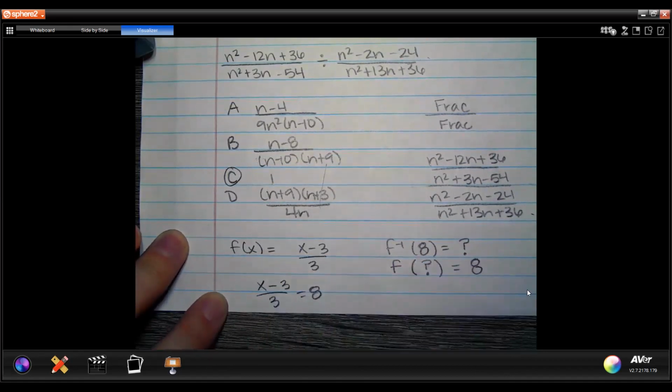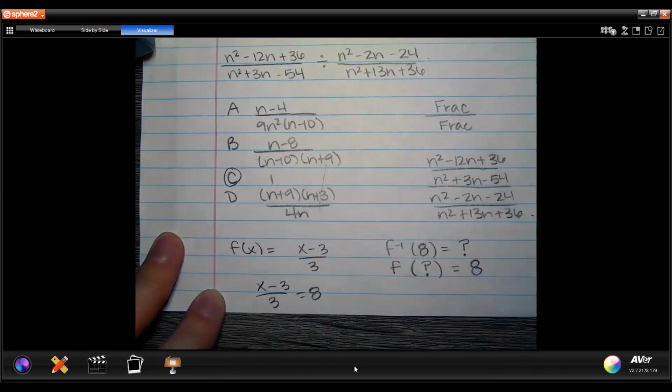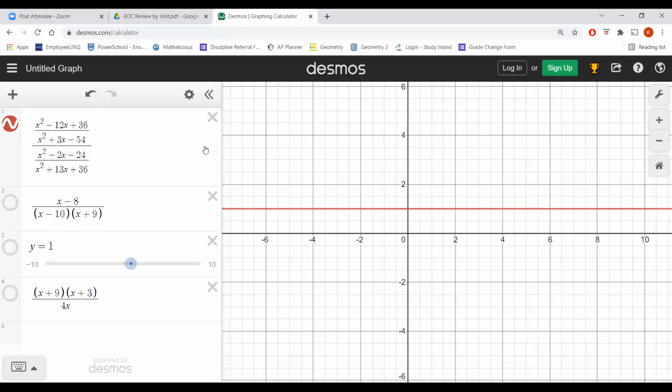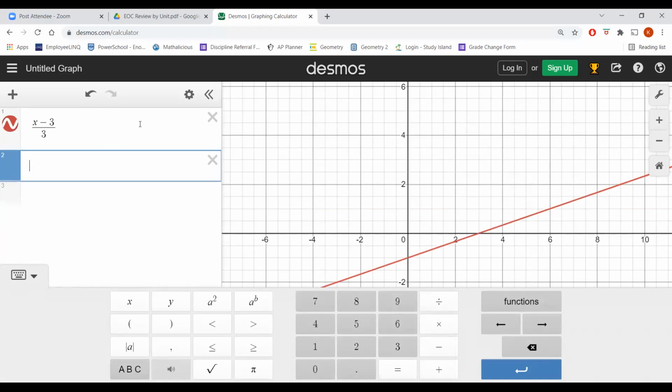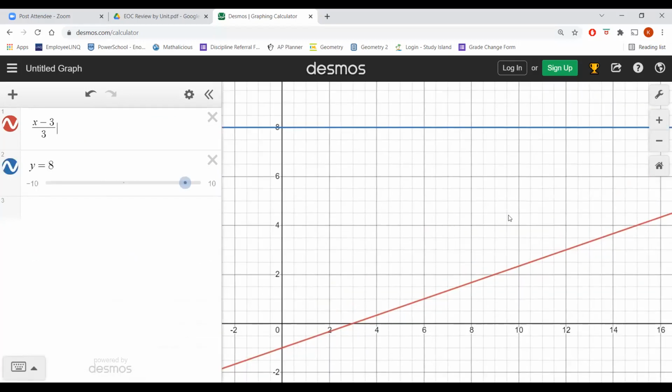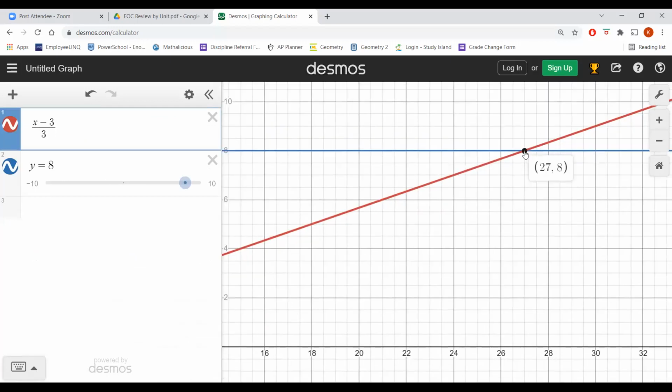Okay. So if you want to solve that by hand, by all means, that's what they expect you to do. But if you want to be lazy, let's go ahead and figure out how to do this on Desmos. So on Desmos, I'm going to get rid of all of these things. And I'm going to type in x minus 3 divided by 3. And then I'm going to type in 8, but I want it to graph, so I'm going to type in y equals 8. And I want to see where these two things intersect. They intersect at 27. They intersect at 27.